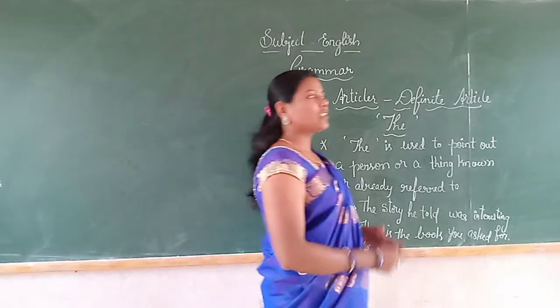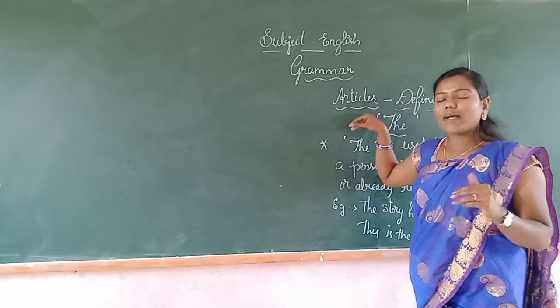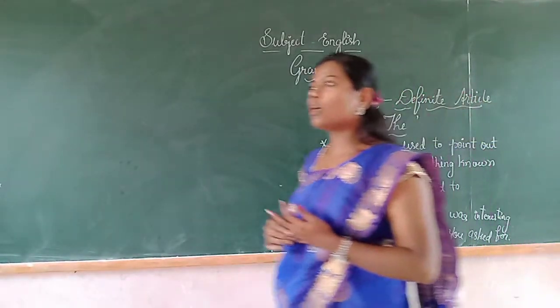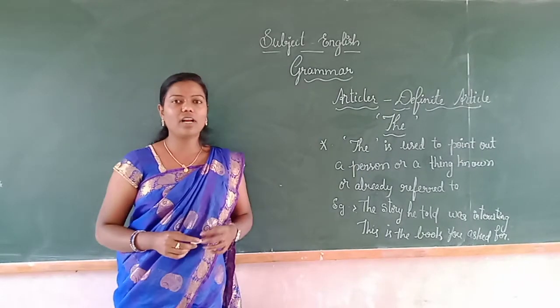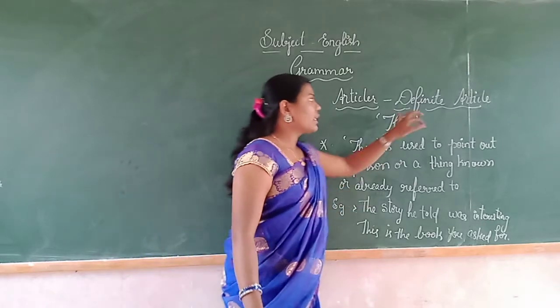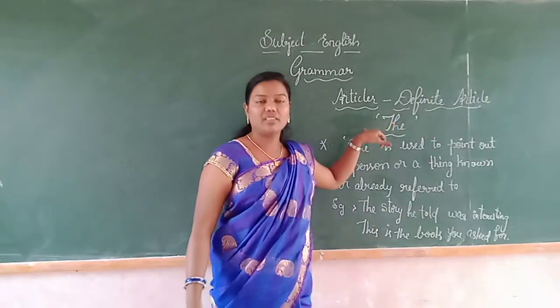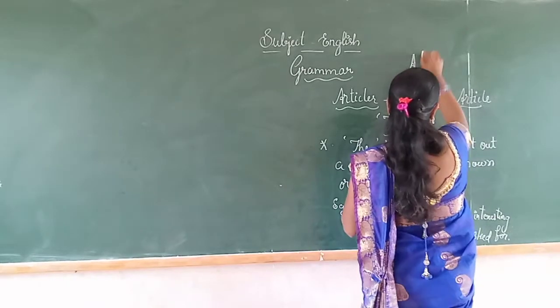In previous class we have discussed about the articles. How many types in articles? There are two types in articles. First one is definite article and other one is indefinite article. So definite article, which one? The. Indefinite article, a and an.